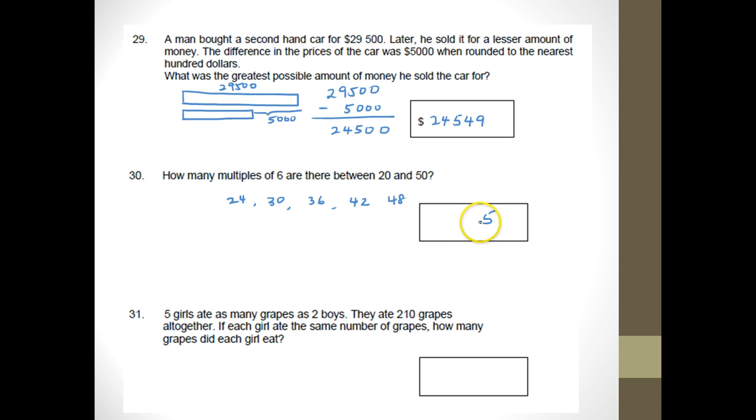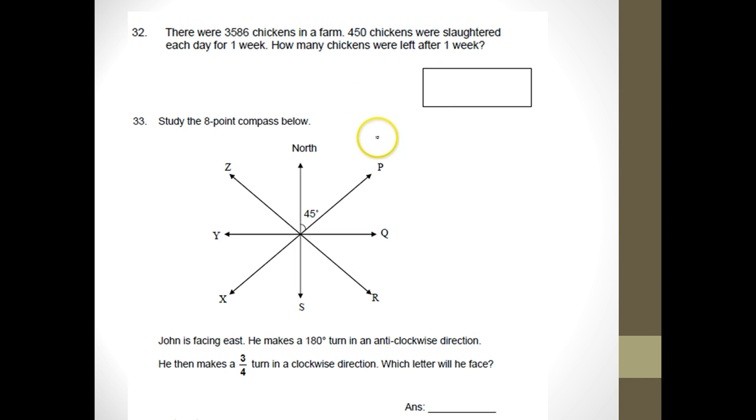Question 31. 5 girls ate as many as 2 boys. Alright, so 5 girls ate as many as 2 boys. They are the same, so they ate 210. So I know 7 unit is 210. 1 unit will be 210 divided by 7, which is 30. Each girl ate the same number of grapes, so each girl will get 30. So answer is 30.